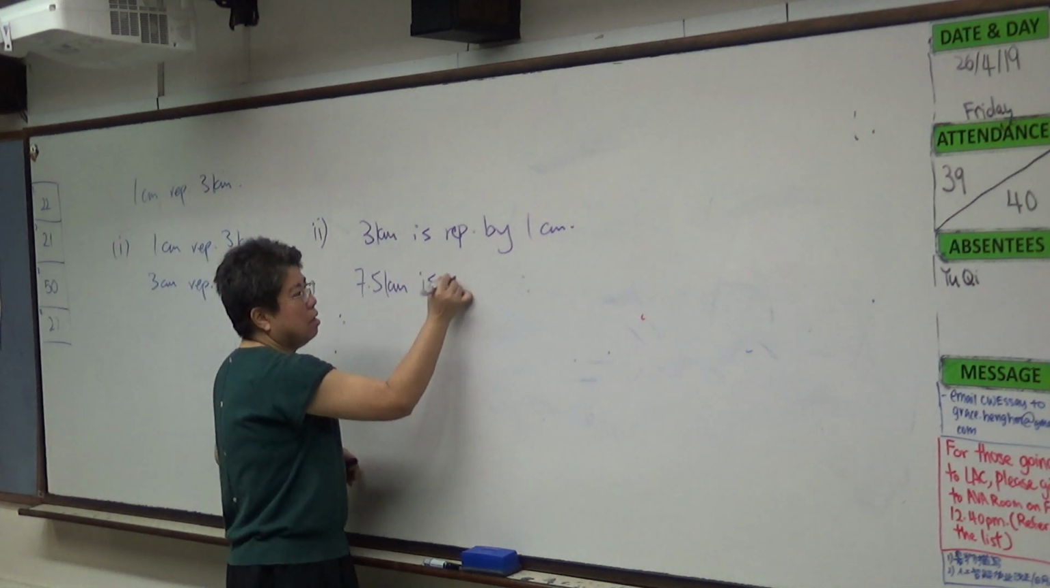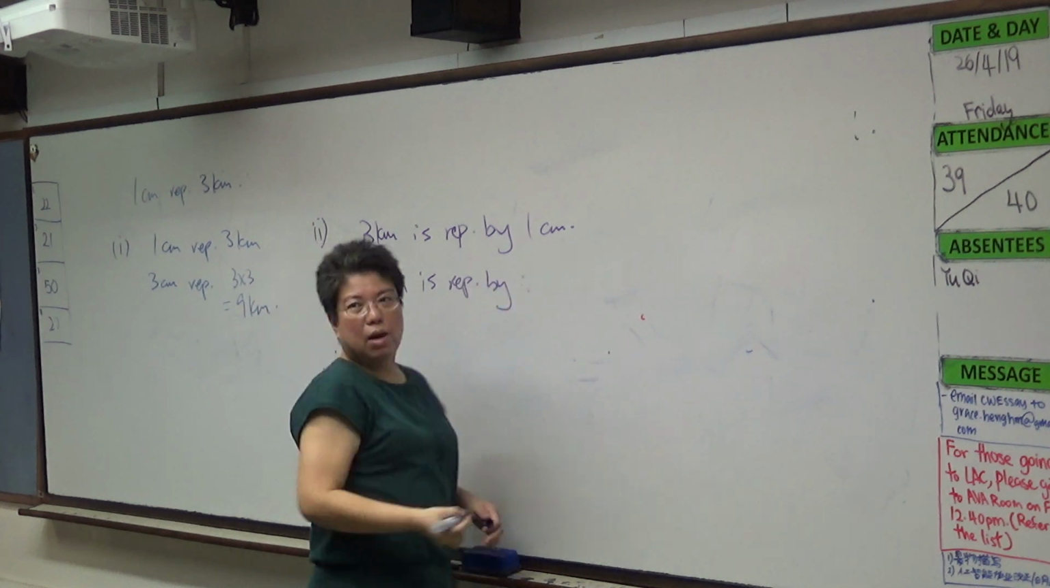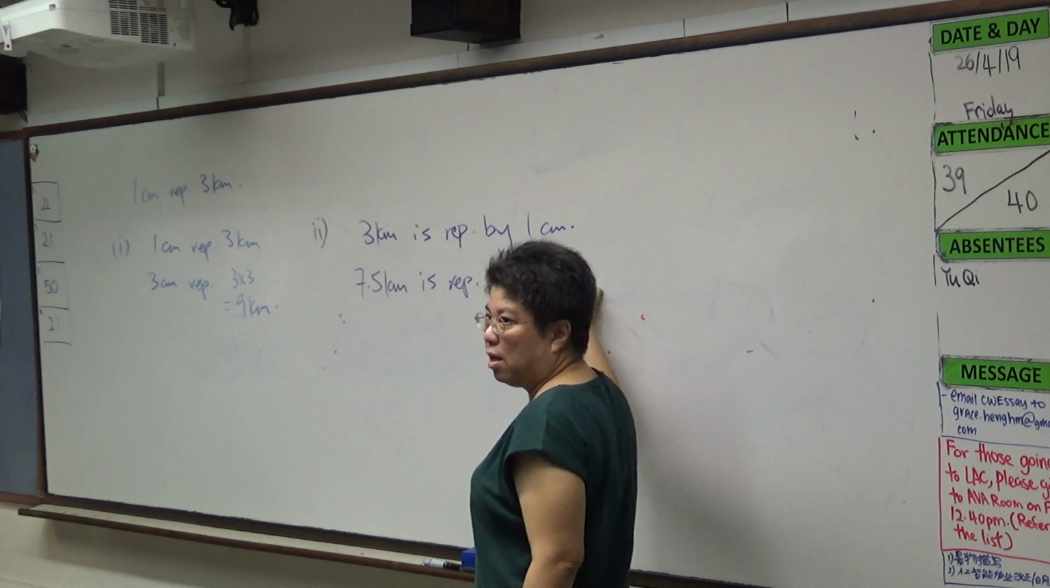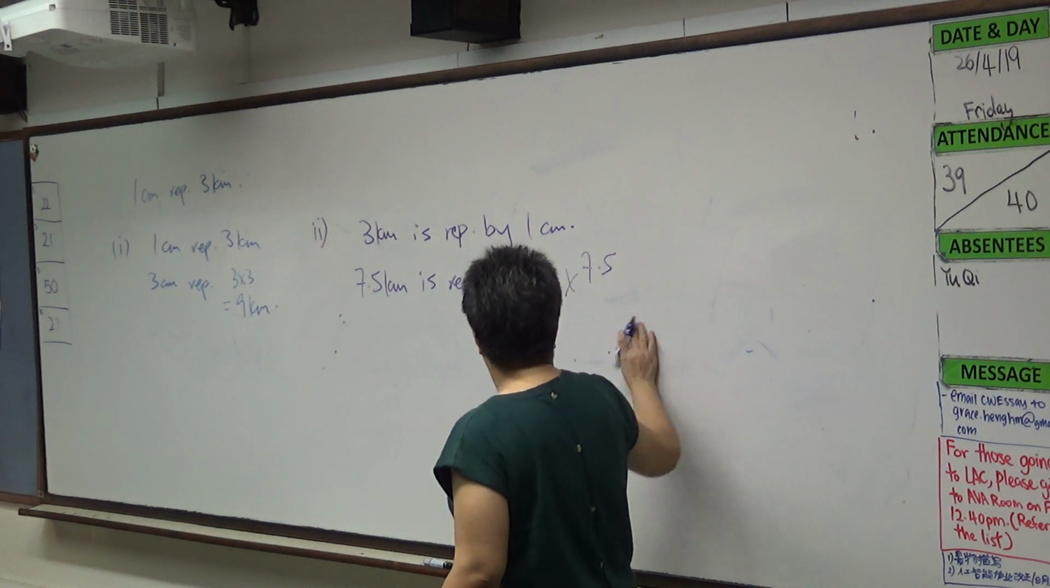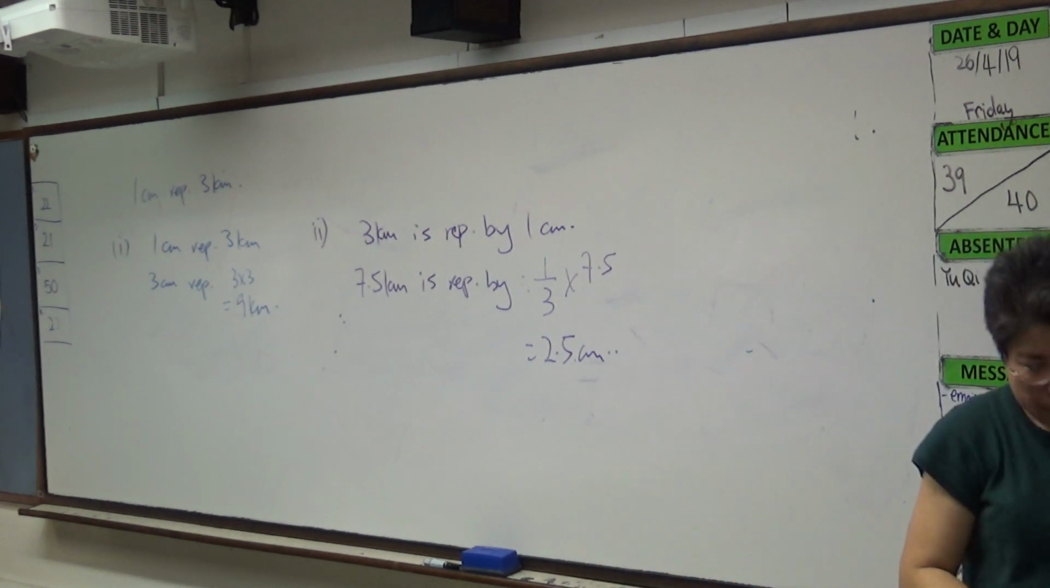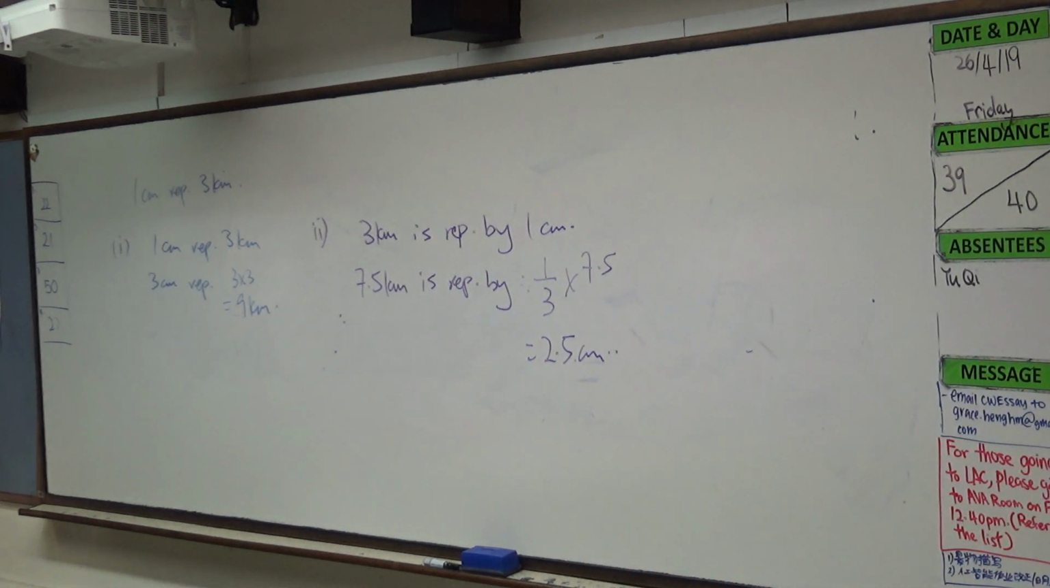Represented by, now what is the method that I gave you? 1 over 3 times 7.5. So this will be 2.5 cm straight away. Everybody clear? This is how you do it.